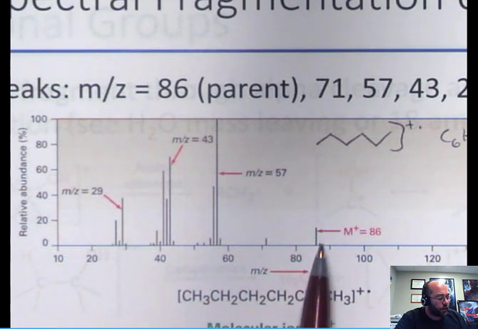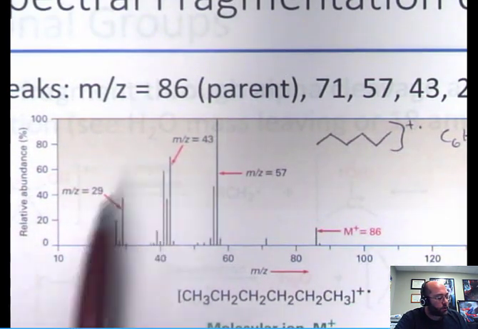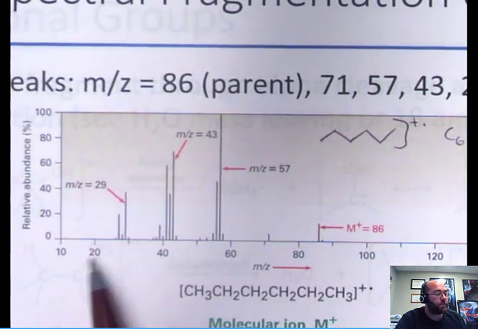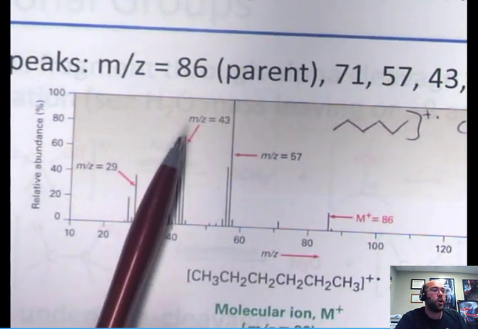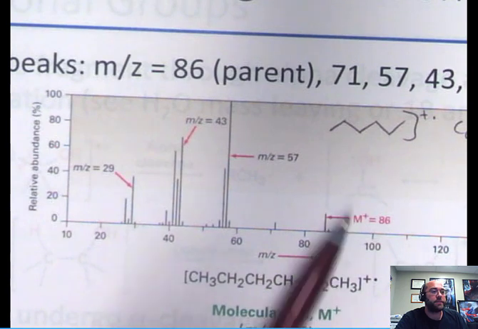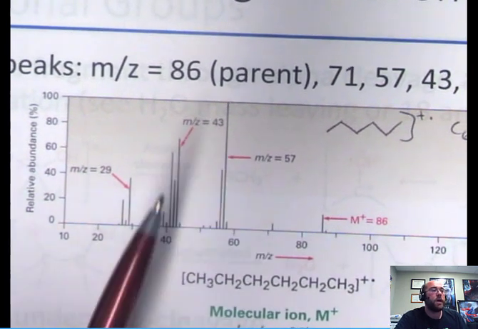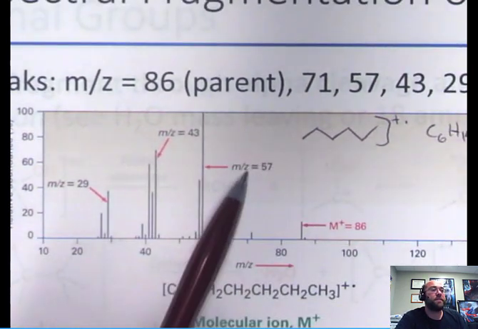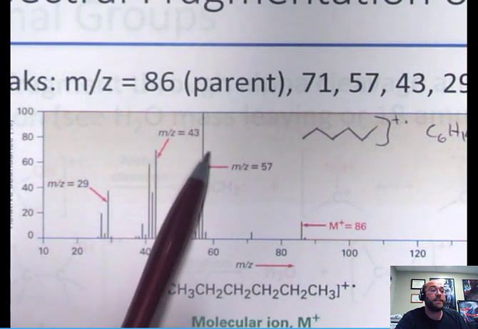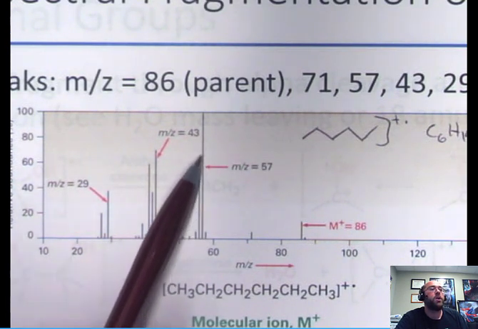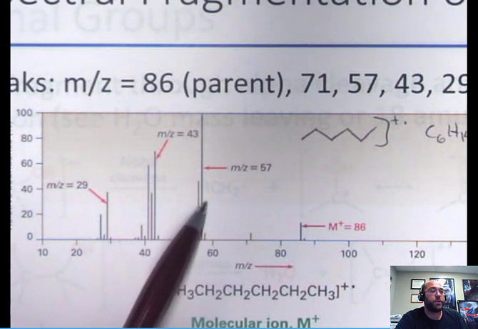You have a cluster here, a cluster here, a cluster here, and a cluster there. So you have 1, 2, 3, 4 clusters of peaks, and the tallest one of each cluster has been identified, has been paid attention to. And so when you look at 57, that is also the base peak, and it is the tallest of this particular cluster.